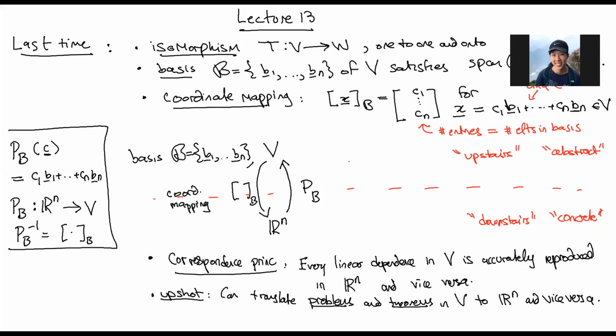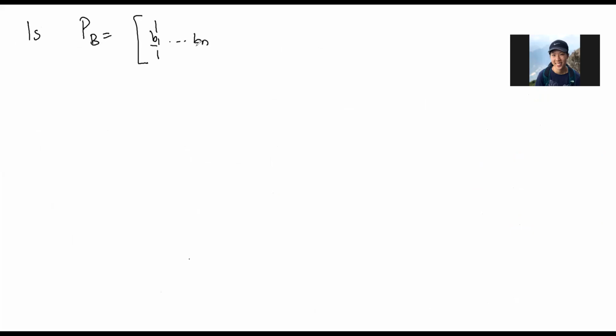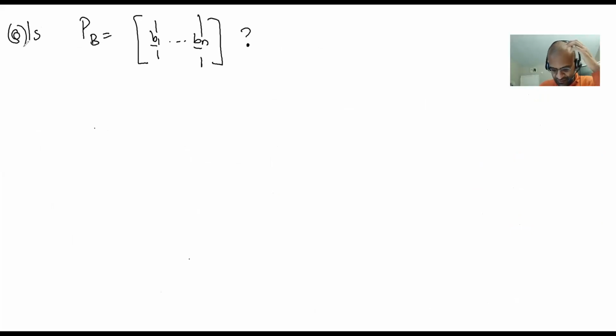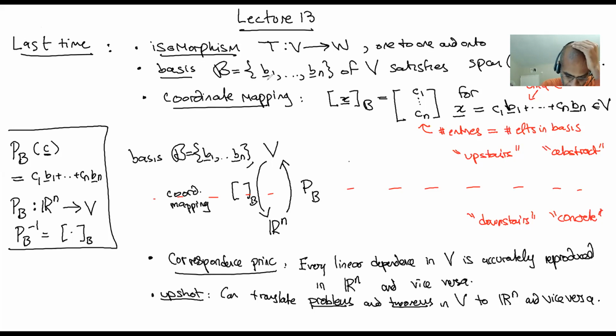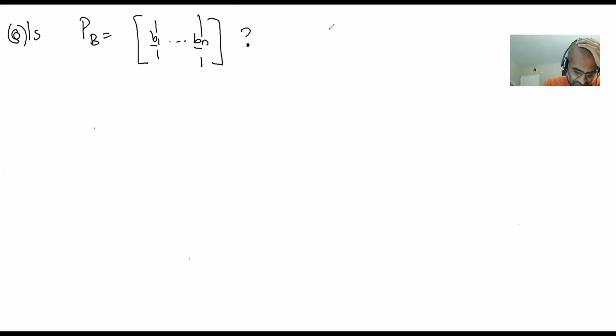Is PB just a matrix formed by the vectors b1 through bn? Great question. So the question was, is PB a matrix? That's a good intuitive way to think about it, but actually it's not a matrix. Why is it not a matrix? Let's look at this b1 through bn. Now suppose V was, let's say, the space of polynomials of degree 3. Would that be a matrix?